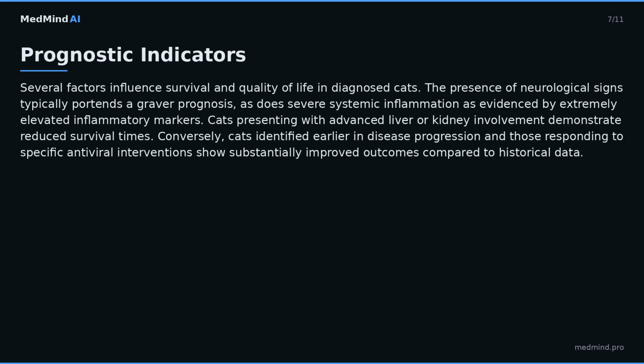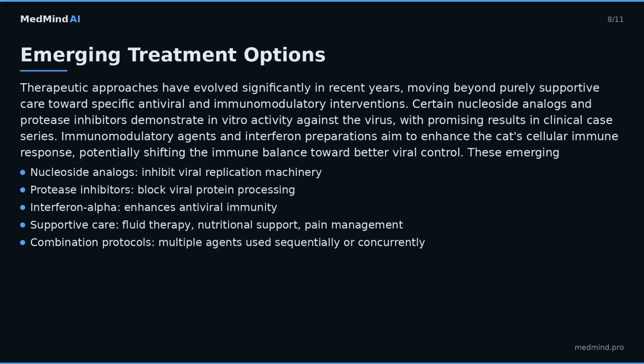Prognostic indicators. Several factors influence survival and quality of life in diagnosed cats. The presence of neurological signs typically portends a graver prognosis, as does severe systemic inflammation as evidenced by extremely elevated inflammatory markers. Cats presenting with advanced liver or kidney involvement demonstrate reduced survival times. Conversely, cats identified earlier in disease progression and those responding to specific antiviral interventions show substantially improved outcomes compared to historical data.